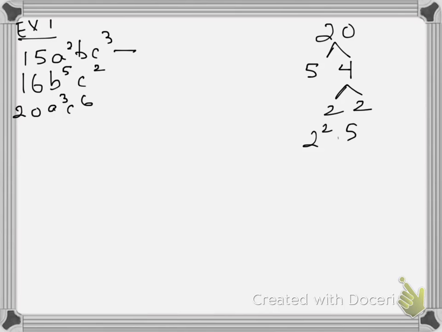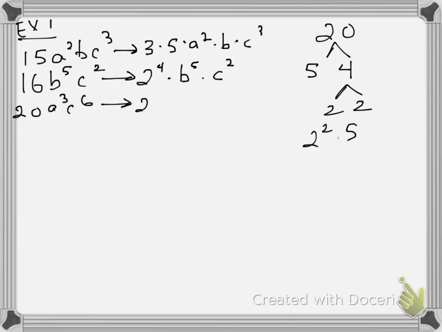If I look at 15, the factors are 3 times 5 times a squared times b times c cubed. Over here on 16, I have 2 to the 4th power times b to the 5th times c squared. And here, we already figured out that we have 2 squared times 5 times a to the 3rd times c to the 6th.